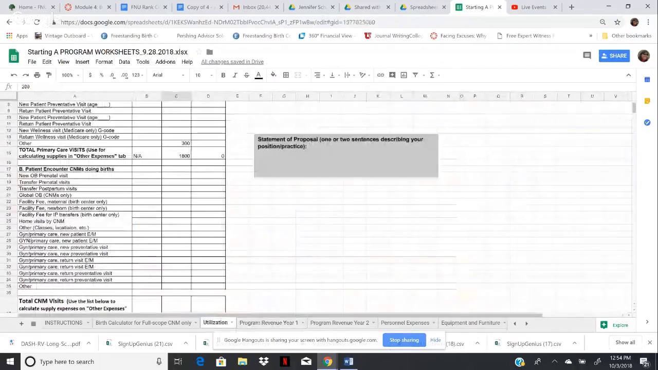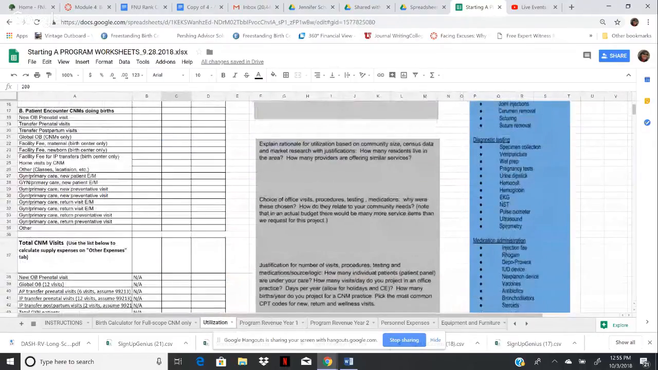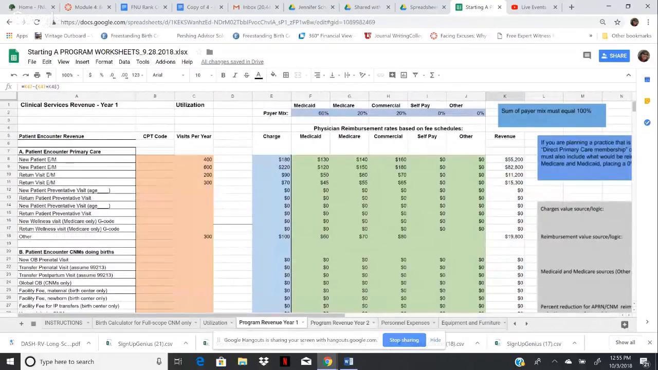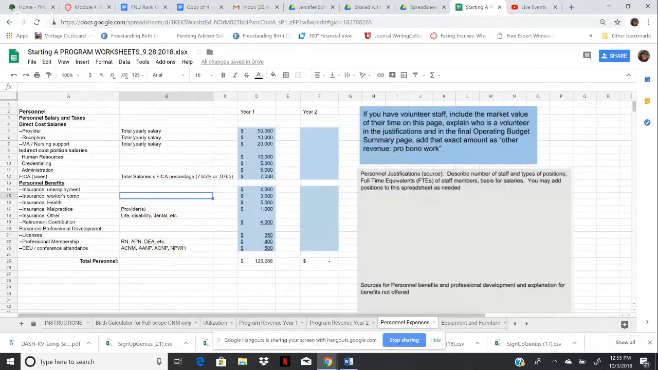Now, over on the right, in the utilization page, tab rather, you'll see a menu of possible procedures, diagnostic testing, and medications. So that's something that we just provide for you to look at and think about what might be used for your program, and if any. So those are there for you to choose and use. And you can add those of your own. If you think of something that's not on that list, then feel free to add it and just explain what that is and where it came from.